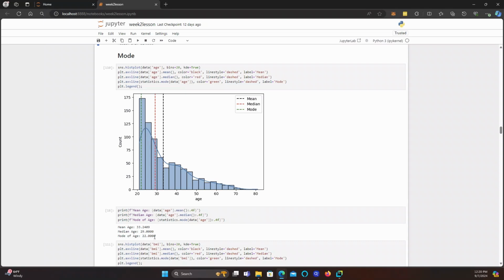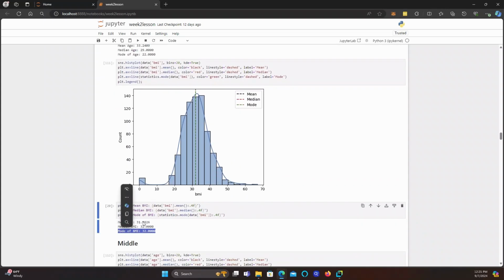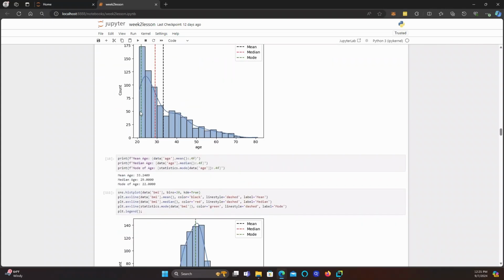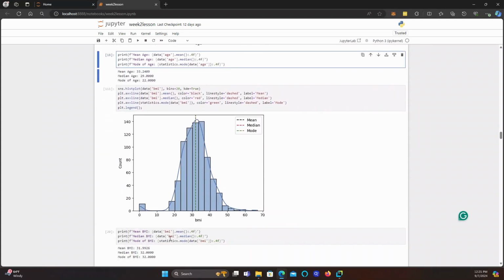It says here 22. In BMI, it's in the low 30s. It's actually 32 as well. So up here, this means that more people in our data are 22 years old than any other age. And down here, it means that more people have a BMI of 32 than any other value.